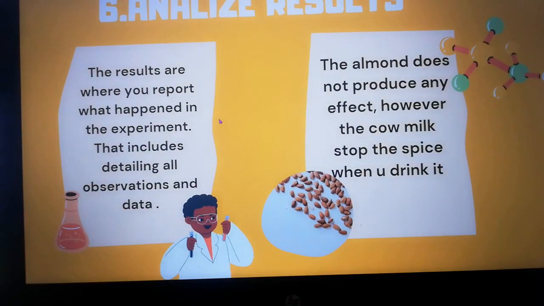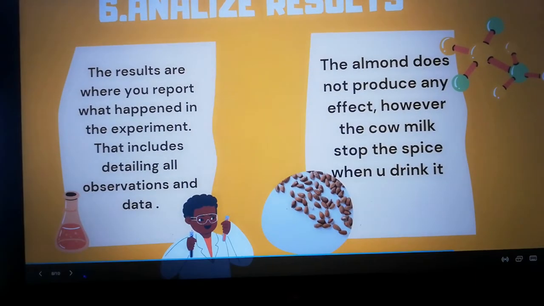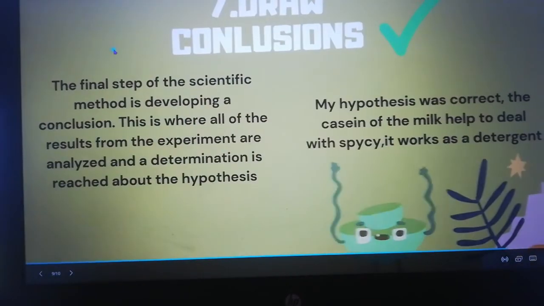Then we have to analyze results. The results are where you report what happened in the experiment. That includes detailing all observations and data. In my case, the almond milk does not produce any effect because it doesn't have casein. However, the cow milk stops the spice when you drink it. That might be due to the protein casein.